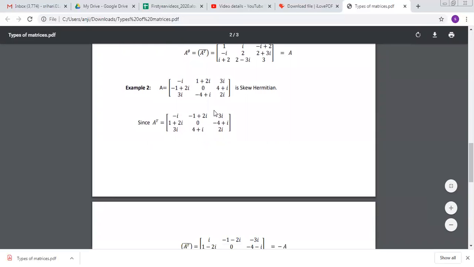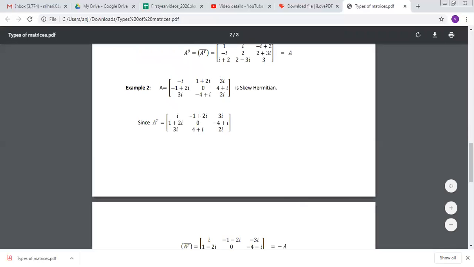Now example 2. A equals [-i, 1+2i, 3i; -1+2i, 0, 4+i; 3i, -4+i, 2i]. Show that A is skew Hermitian. Same thing: calculate A transpose. What is A transpose? First row as first column: -i, 1+2i, 3i. Second row as second column: -1+2i, 0, 4+i. Third row as third column.